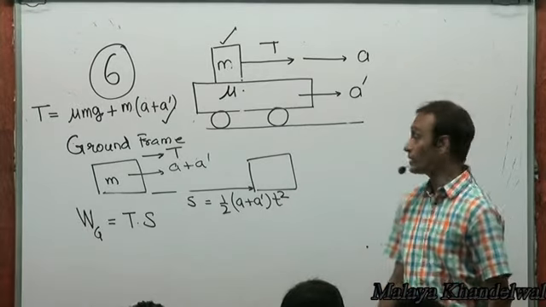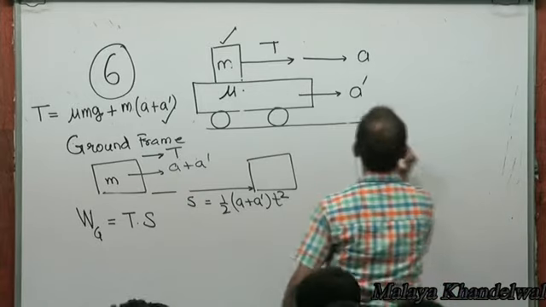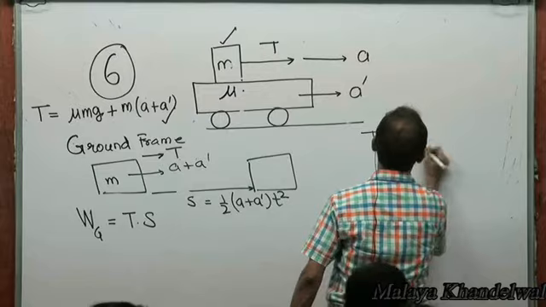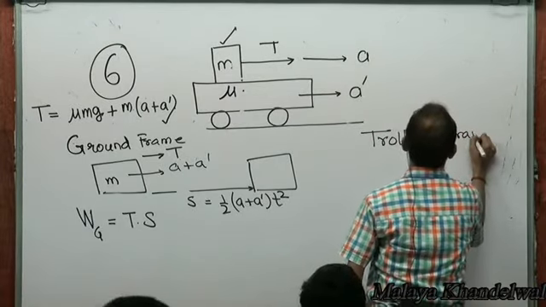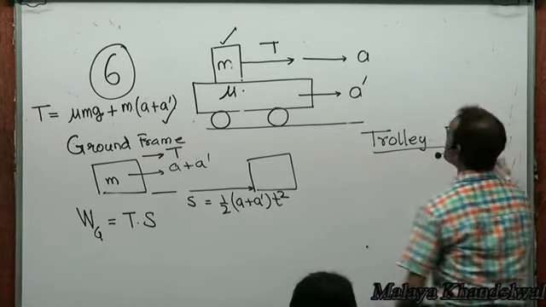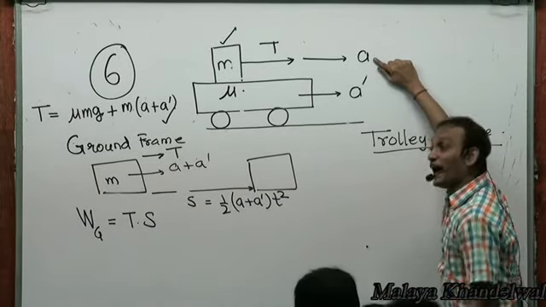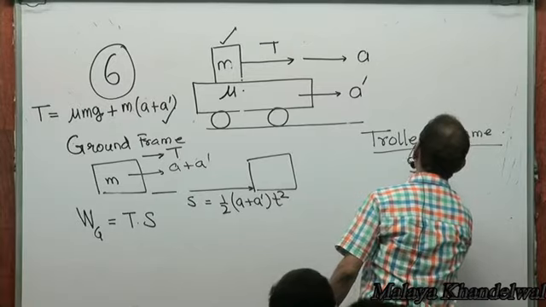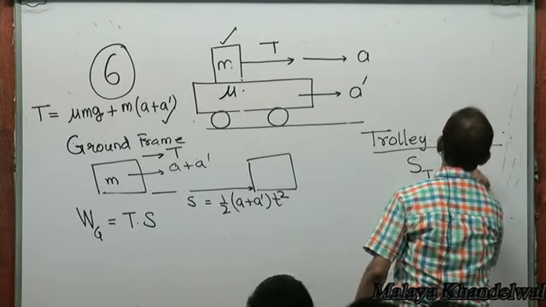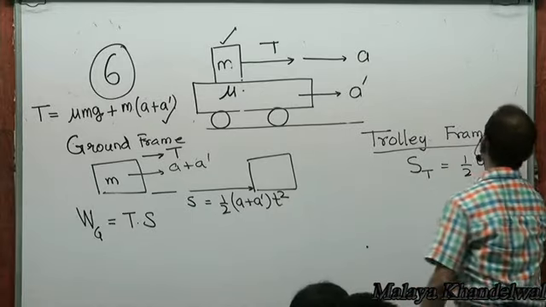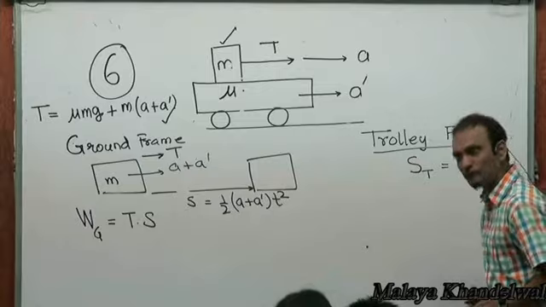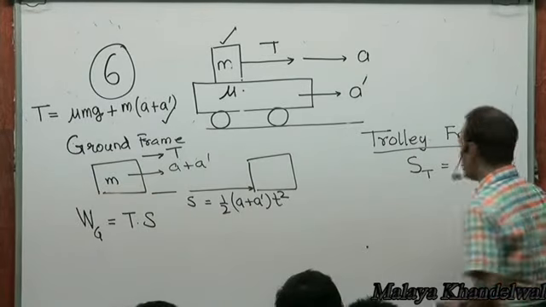Now let's look at the work done in the trolley frame. In the trolley frame, that means now I will have to look at displacement with respect to the trolley. So in order to obtain displacement with respect to the trolley, I will have to look at acceleration with respect to the trolley, right? So what's the displacement with respect to the trolley now? Half of a t squared, where a is the acceleration with respect to the trolley. This will give me the displacement in the trolley frame of reference, right?